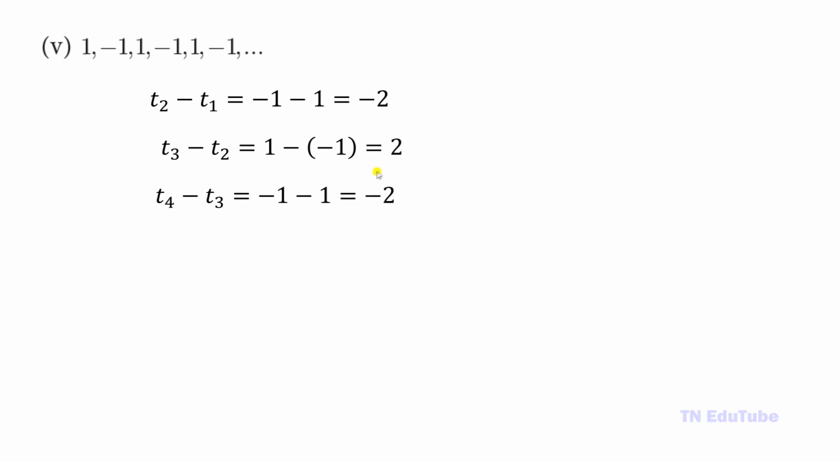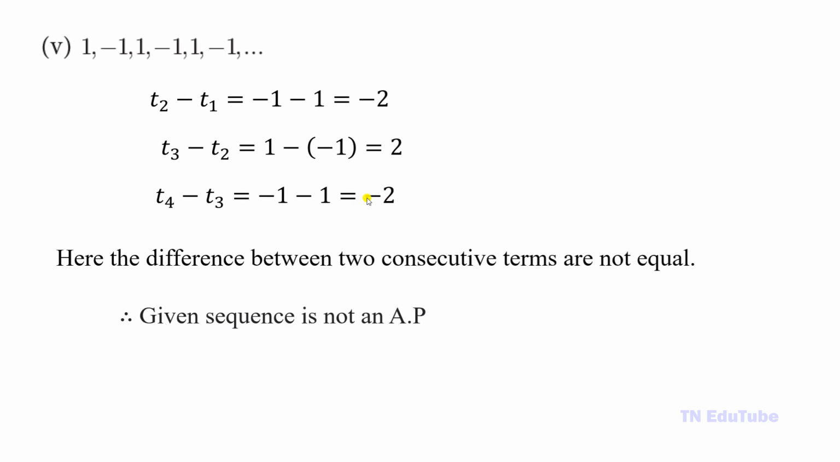Here the difference is not the same. Minus 2, plus 2, and here it is minus 2. So the common difference is not equal. The difference between two consecutive terms is not equal. Therefore, the given sequence is not an AP.